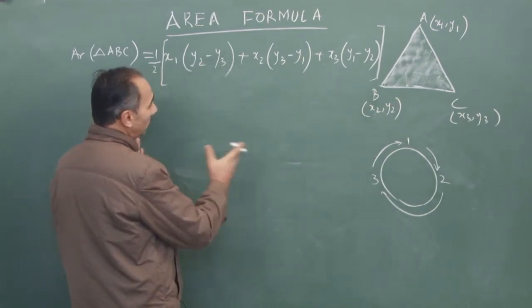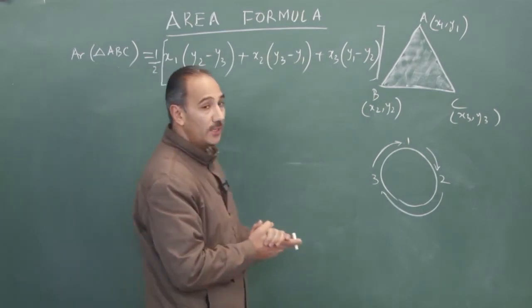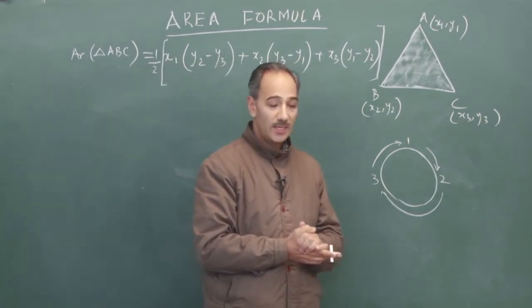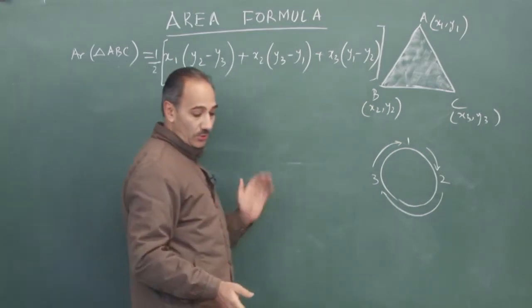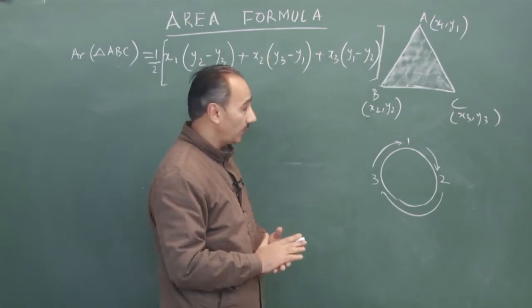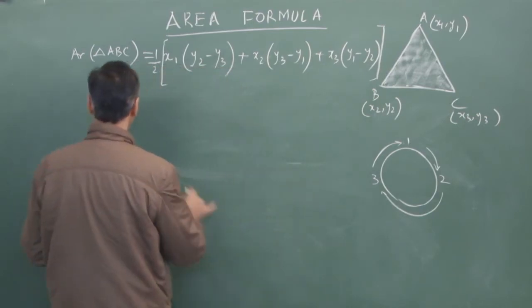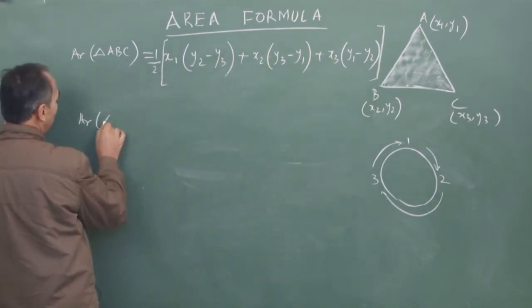Now, you can remember this formula, but there's one other way to retain it, and I would like to show you that way. So this is one way. Usually the textbook is using this formula, but I have one more way of expressing the formula. That would be like this. See, we write the area of triangle ABC.